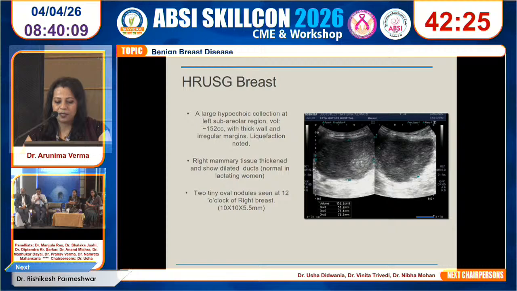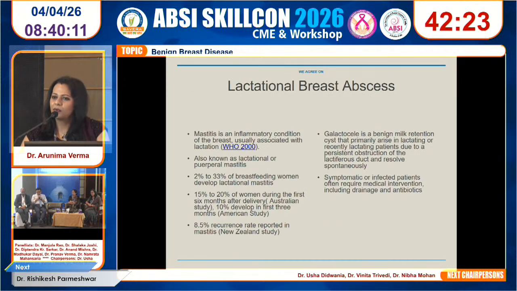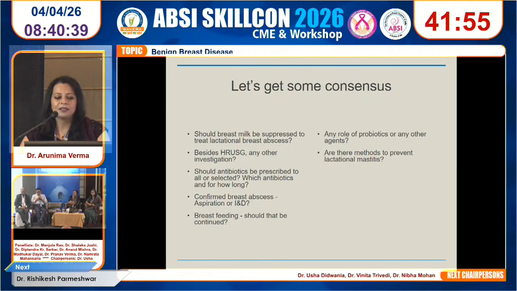With this, there was a diagnosis of lactational breast abscess. What we agree on about lactational breast abscess is that it is an inflammatory condition of the breast associated with lactation, also known as lactational or puerperal mastitis, and 2 to 33% of breastfeeding women might develop lactational mastitis. Galactocele is another condition which occurs during lactation, a retention cyst, and when it gets infected, it is also a breast abscess. So with this background, let's get some consensus. Should breast milk be suppressed to treat lactational mastitis?